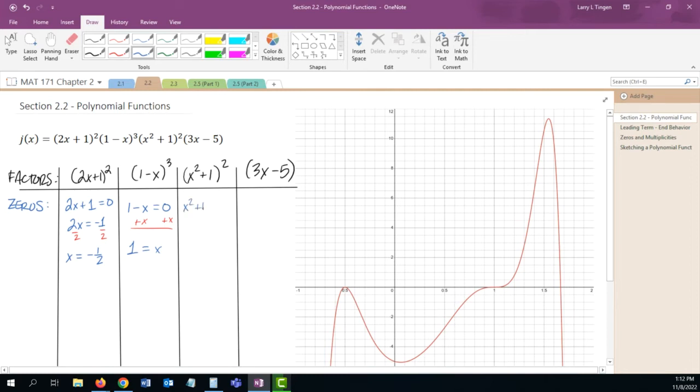Okay? x squared plus 1. Take that, set it equal to 0 and solve. Subtract 1 from both sides. x squared is negative 1.